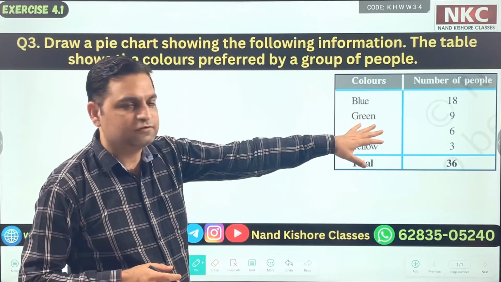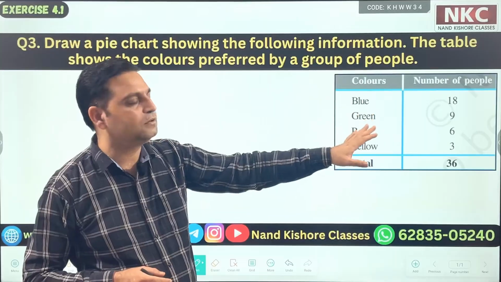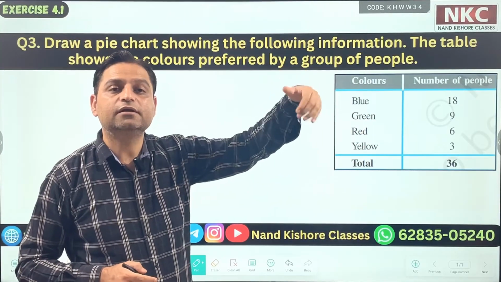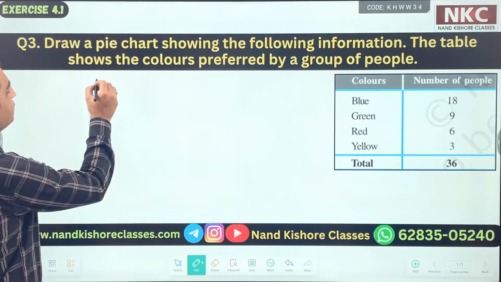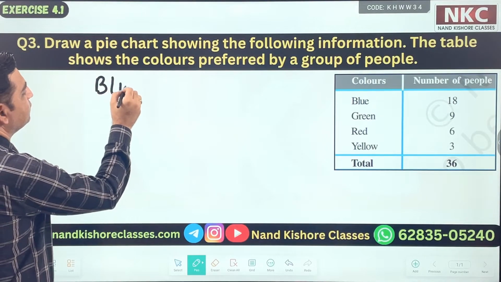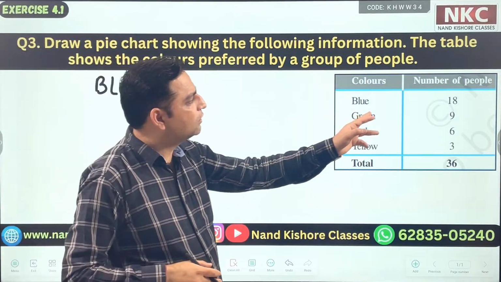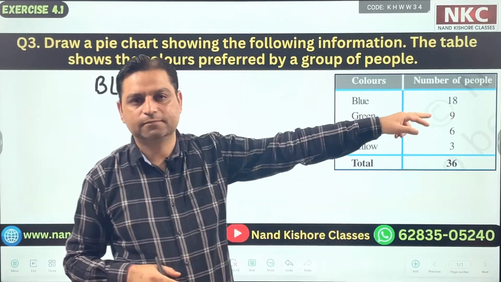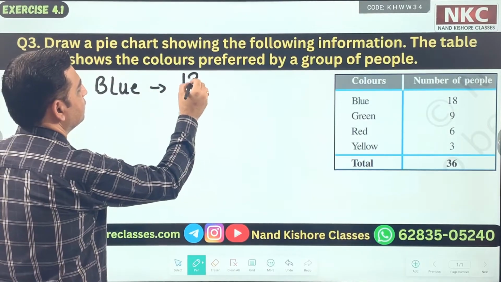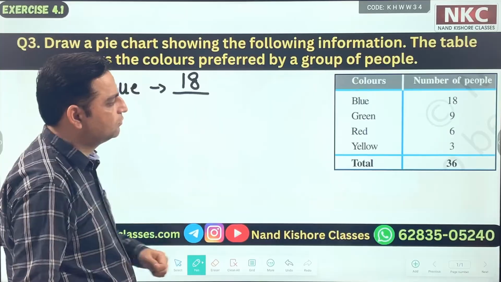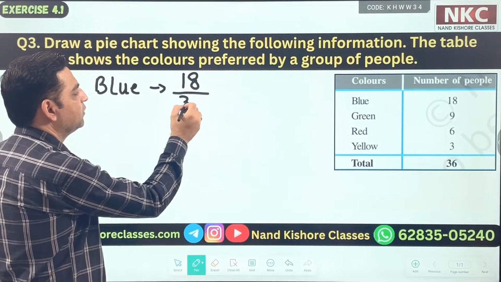We need to create the same table as it is shown here. Blue is having 18 people, green is having 9 people. Then next to it another column you can make, or let me make the central angle for colors separately. Like for blue color. Blue color, 18 people like it. How many people like it? 18, out of a total number of 36 people. This is what we need to do first.